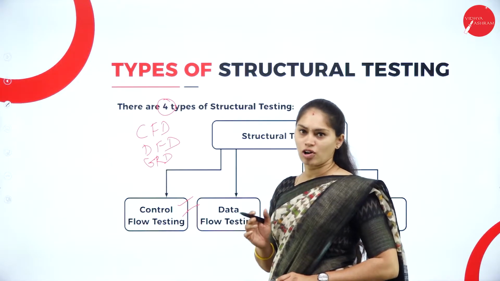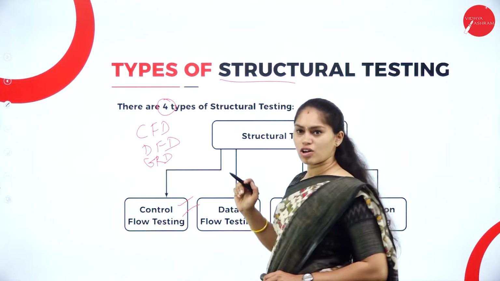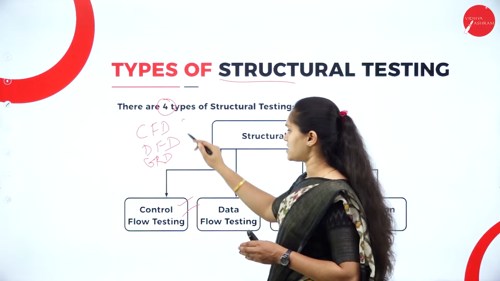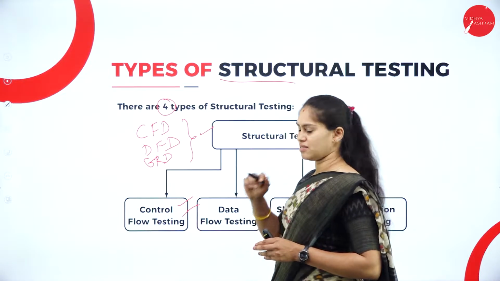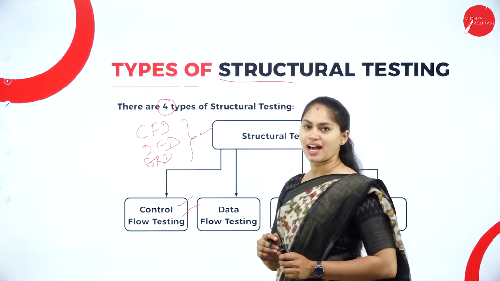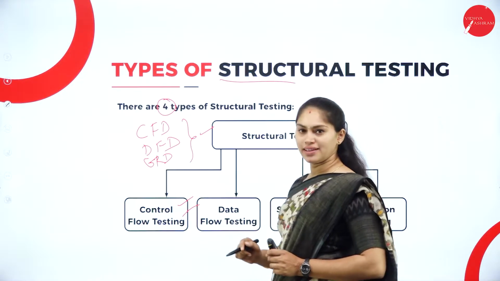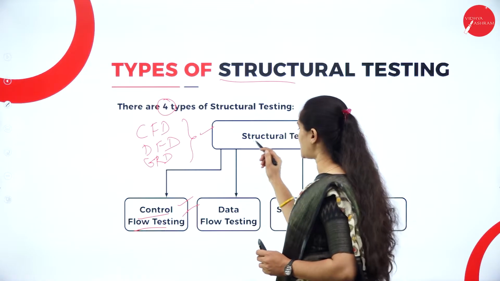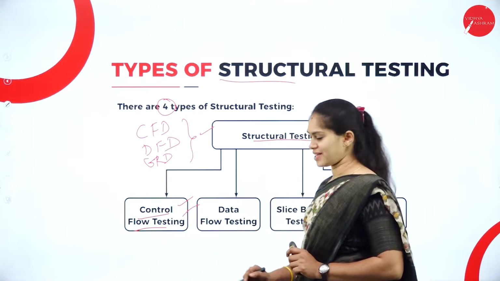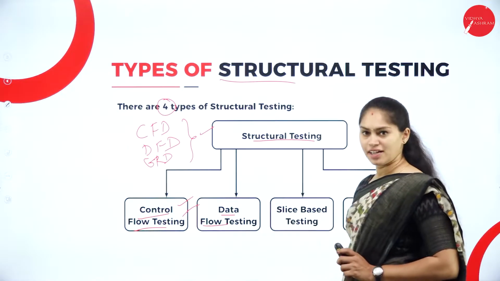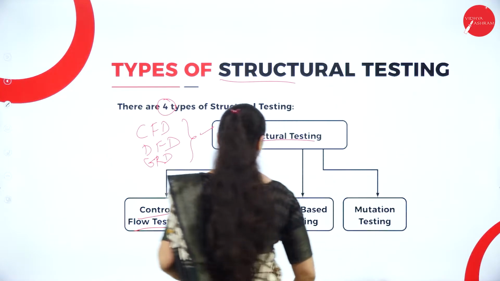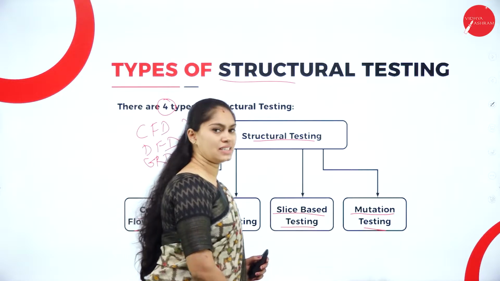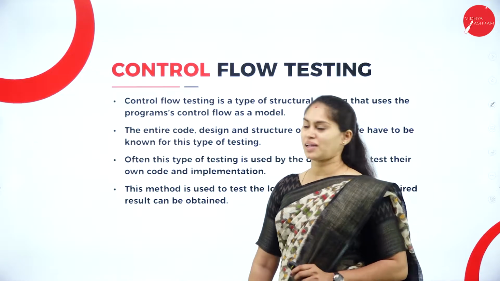So that is design document. So this structural testing is also going to have the accessibility to all these things. So when we are testing it, that comes under the type of structural testing. One is control flow testing, and when we are checking for the data flow of a software or application, and also we have slice based testing along with mutation testing. We'll see each type one by one now.